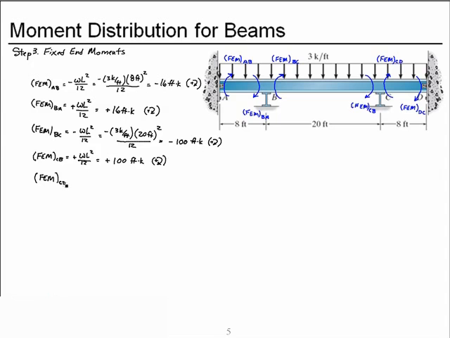And member CD, get a minus omega L squared over 12, and we're back to the 8 foot length, so we have a minus 16 foot kips. And at the other end, DC, we have the positive value 16 foot kips. Great.